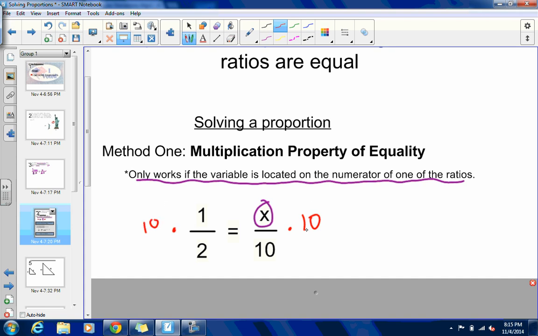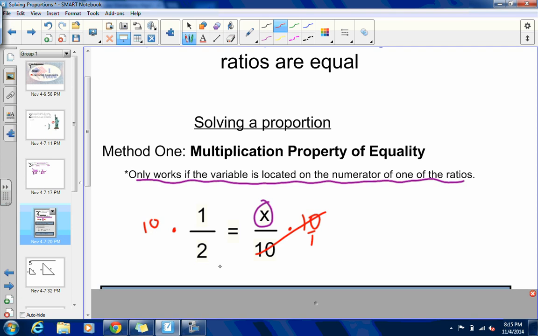And if you notice, this will actually be 10 over 1, so that cancels out because one's on top, one's on bottom. Then we have 10 times 1, which is 10 divided by 2 is 5. So we have 5 equals, what's left over here is x. All right, so we're done.